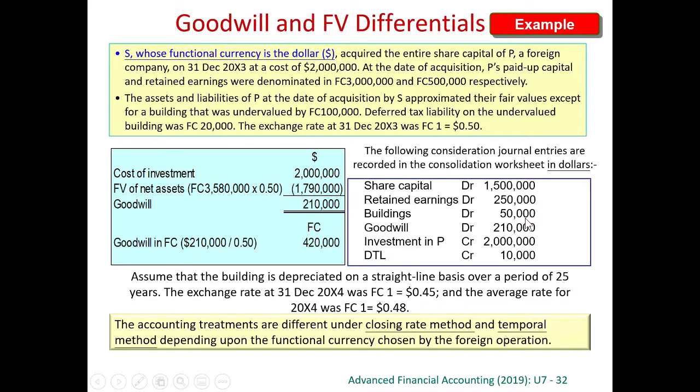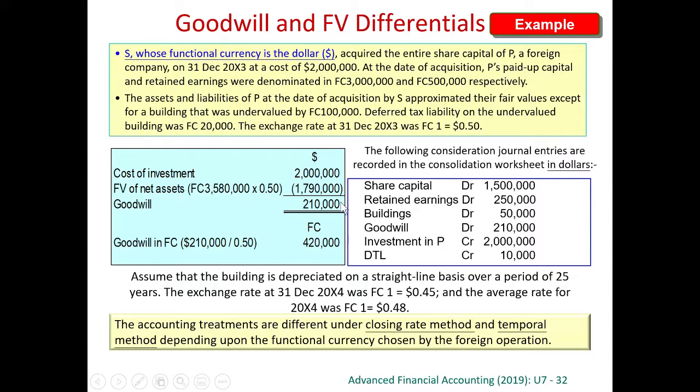On top of which there has been a fair value increment. Fair value increment is FC 100,000, translated at half. This means we debit building $50,000, and this attracts a deferred tax liability, being FC 20,000, translated at half. This means $10,000. So the journal cannot balance because what we pay is more than what we get, and therefore there is a balancing figure for goodwill. Goodwill is $210,000, essentially the same as what we expected.